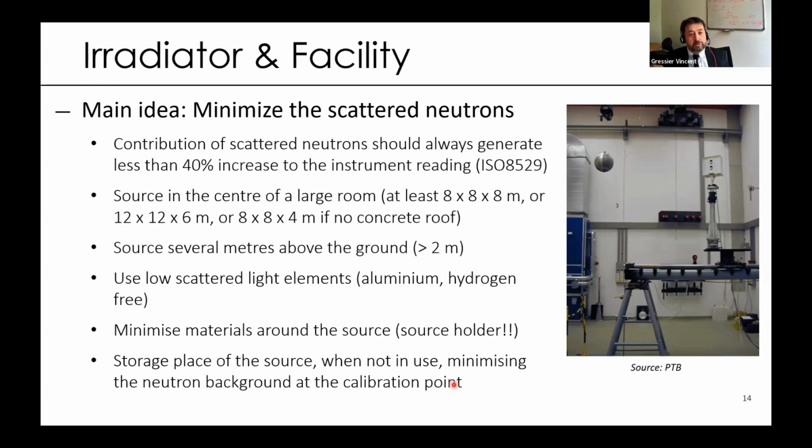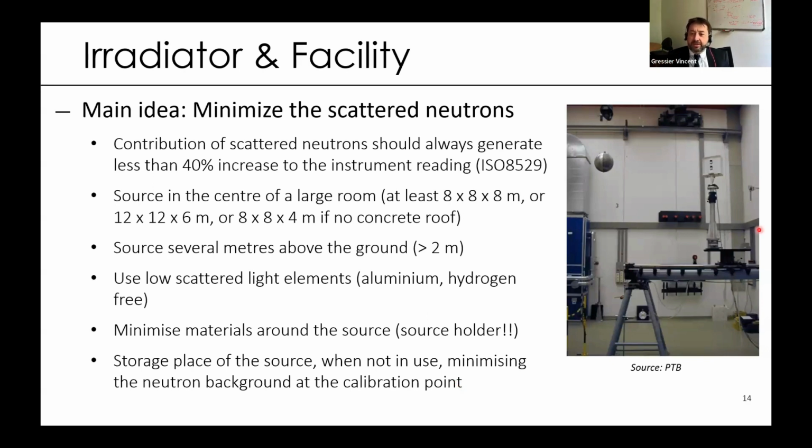It means that you should put your source in the center of a large room, at least 8 by 8 by 8 meters, or 12 by 12 by 6, or 8 by 8 by 8 meters if no concrete roof. That's what is written in the standard. The source should be several meters above the ground, at least 2 meters. You should use low scatter light elements like aluminum, hydrogen-free. Minimize the materials around the source. One big contributor to neutron scattering is the source holder itself. And the storage place of the source, when not in use, should minimize the neutron background at the calibration point.